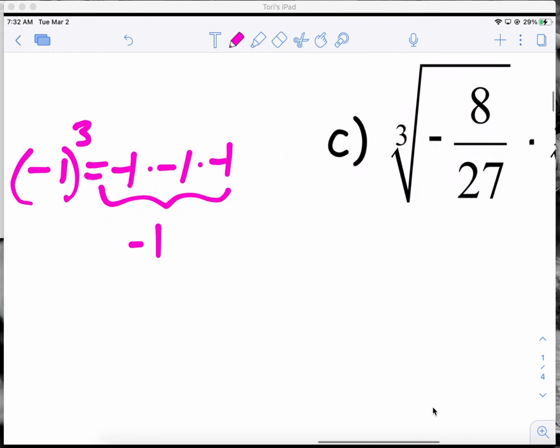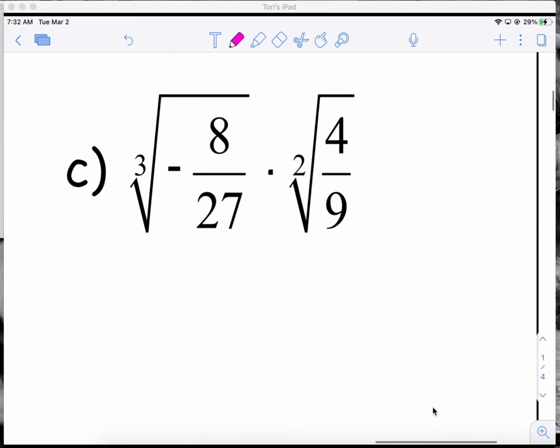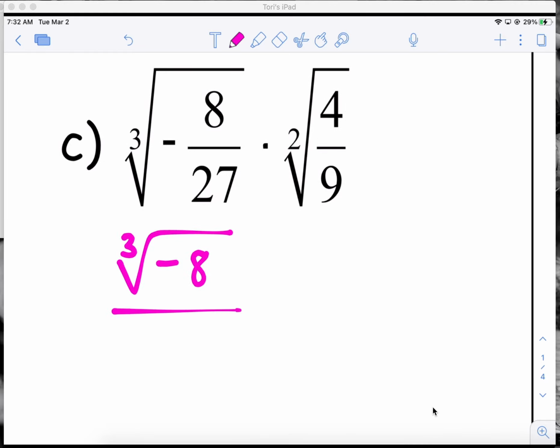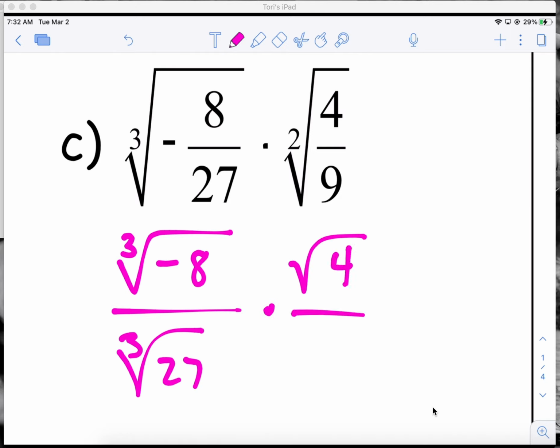All right, let's look at our C. So C, I have cube roots of fractions and square roots of fractions. I'm gonna break those up. Don't start rationalizing anything until you get down to final numbers, okay? All right, so I'm gonna go ahead and take my cube root of that -8. I'm gonna put the negative on the top. I'm gonna take that over a cube root of 27, multiply by a square root, you don't need to put the 2, over a square root of 9.